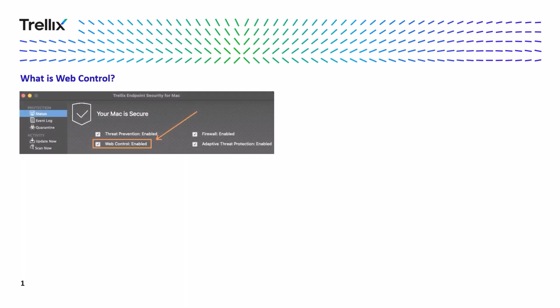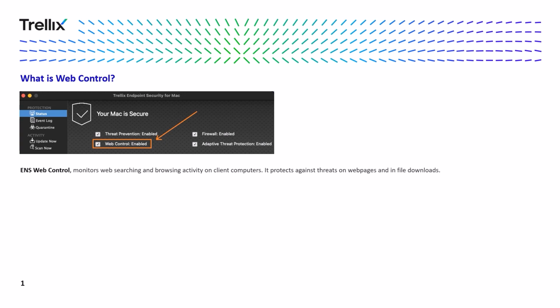Let's take a look at ENS Web Control. What is Web Control? Here is a picture of Web Control module installed and in enable state. ENS Web Control monitors web searching and browsing activity on client computers. It protects against threats on web pages and in file downloads.